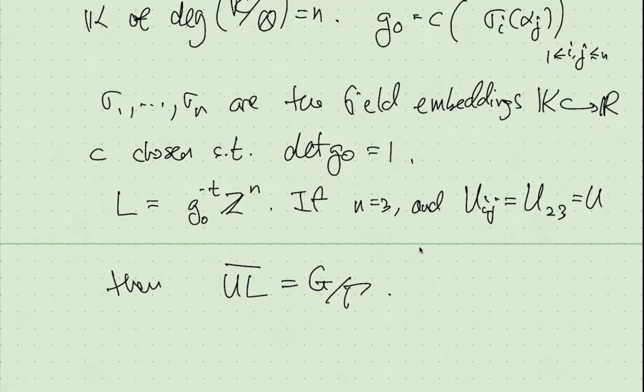When you wrote G sub 0 raised to the minus t power, is it G transpose, or raised to the minus 1 power, or is it G? This is notation. So G0 to the minus t is G0 inverse transpose. Which gives the dual lattice, if you prefer the terminology of lattices.